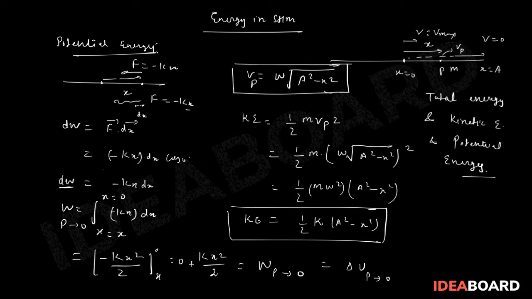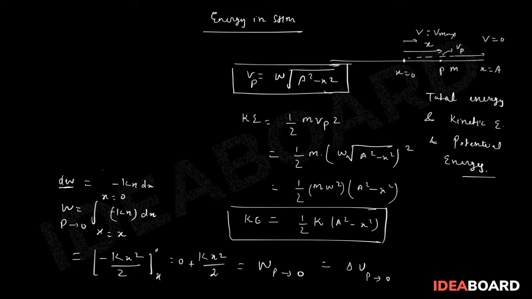So now this can be written as U at P minus U at O is equal to kx square by 2. Now this U at O, that means U when x equal to 0, we need to assume this is 0. This is our pure assumption.